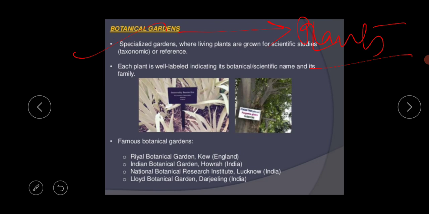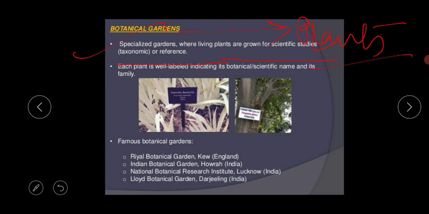So there are over 525 large-sized botanical gardens developed in various parts of the world. These are specialized gardens where living plants are grown for scientific studies or reference. Each plant is well labeled indicating its botanical or scientific name and its family. In this way, all the plants are labeled for scientific study.